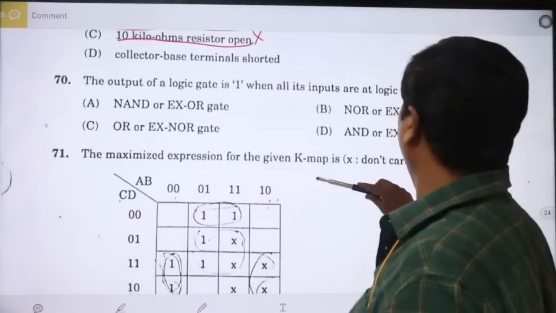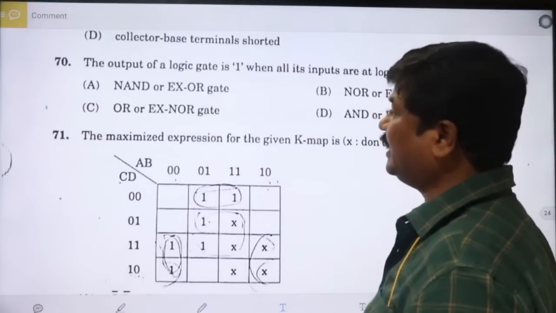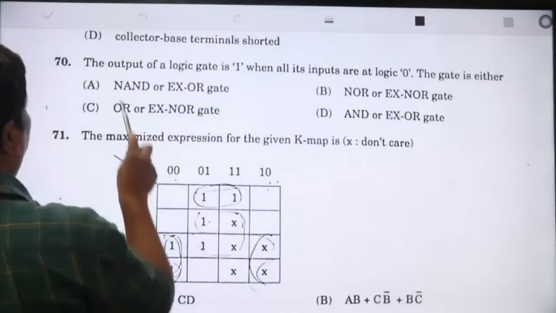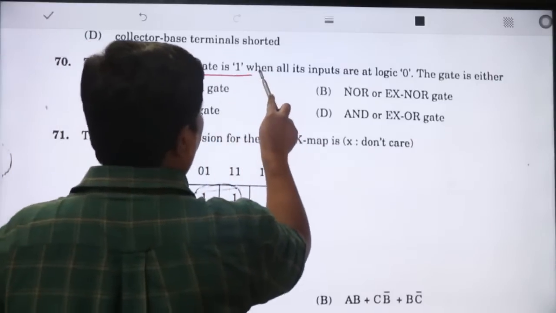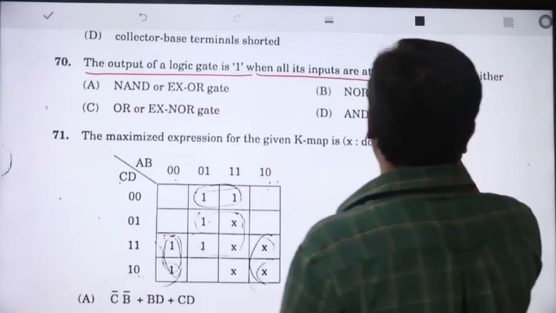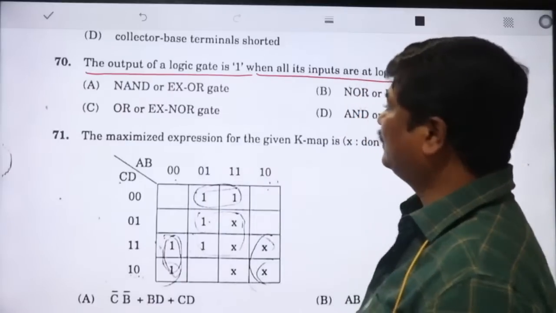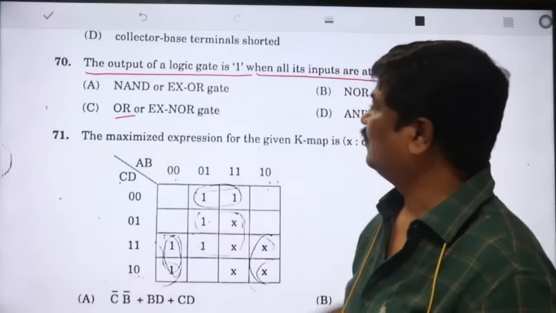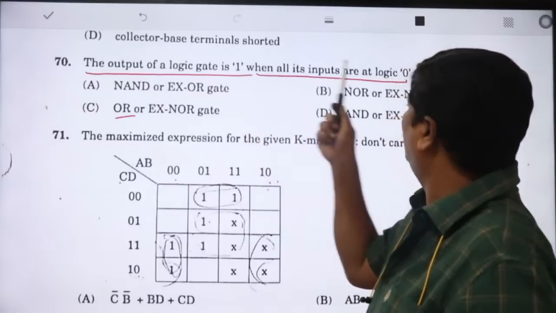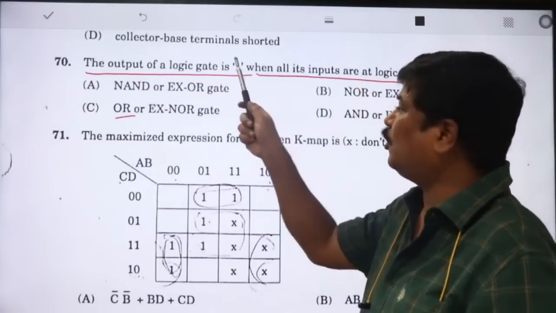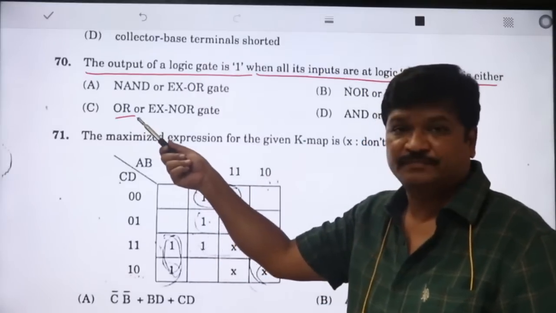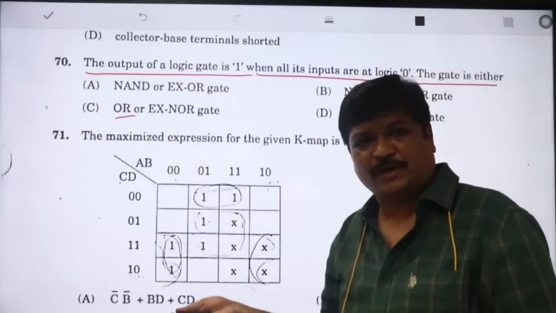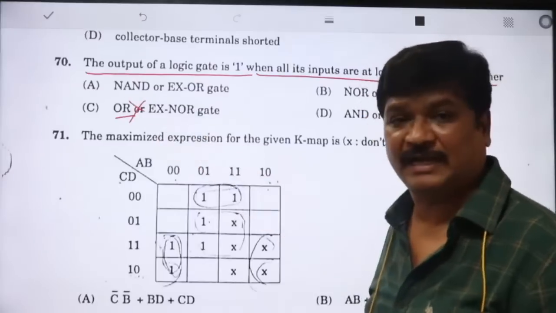Next, this is the question given from digital electronics. The output of a logic gate is 1 when all the inputs are logic 0. That gate is either... See, if it is an OR gate, A plus B plus C, and all the inputs are 0, then 0 plus 0 plus 0, how can you get 1? You never get it. This option is invalid.